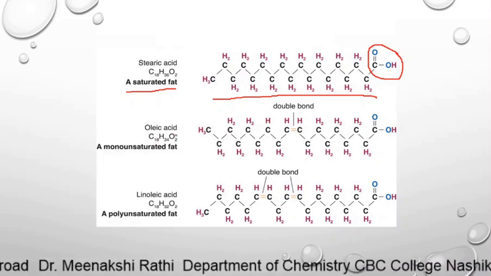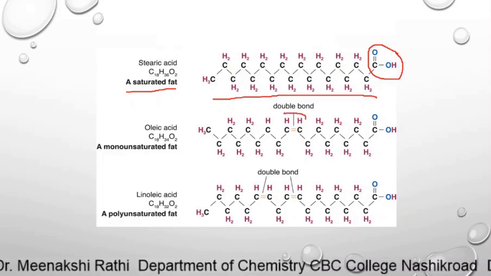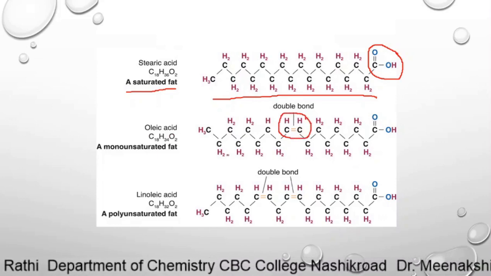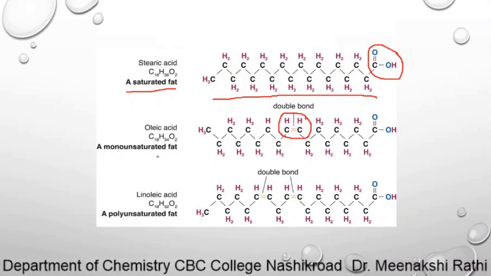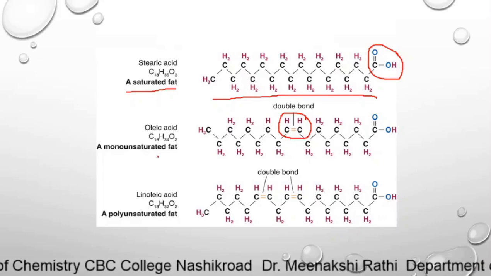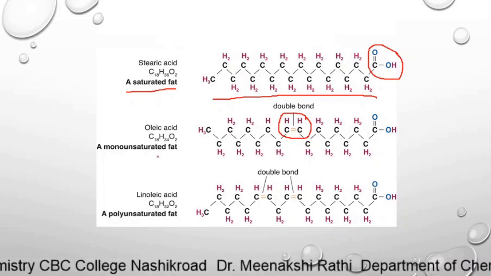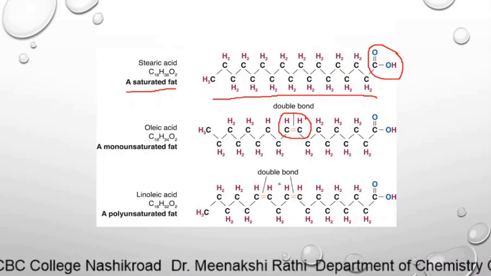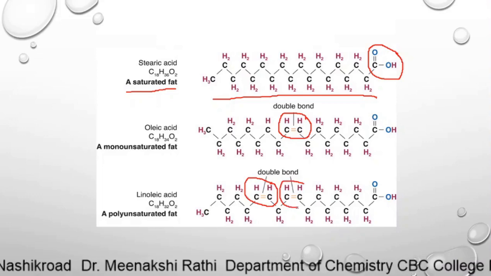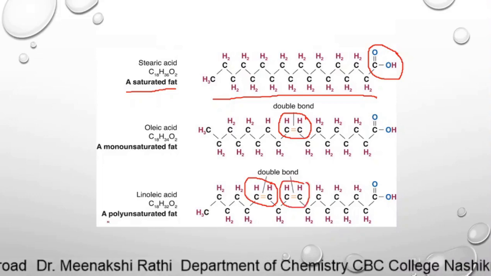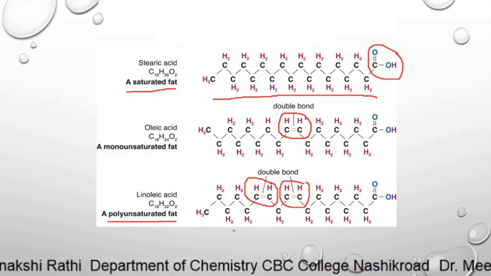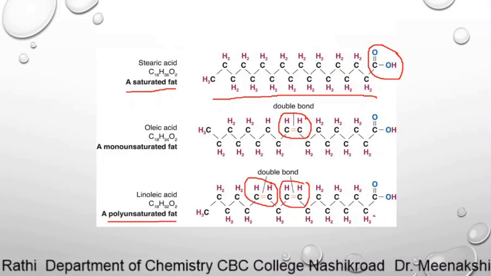While in oleic acid, there is one carbon-carbon double bond present in the long hydrocarbon chain. So it is called unsaturated or monounsaturated fatty acid because it contains only one double bond. But if more than one double bond is present in the long hydrocarbon chain, then such fatty acids are called polyunsaturated fatty acids. This is the structure of linoleic acid.